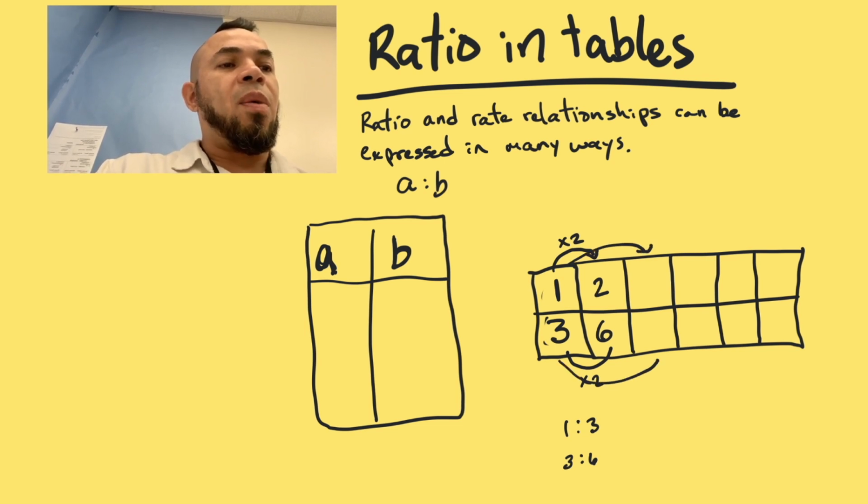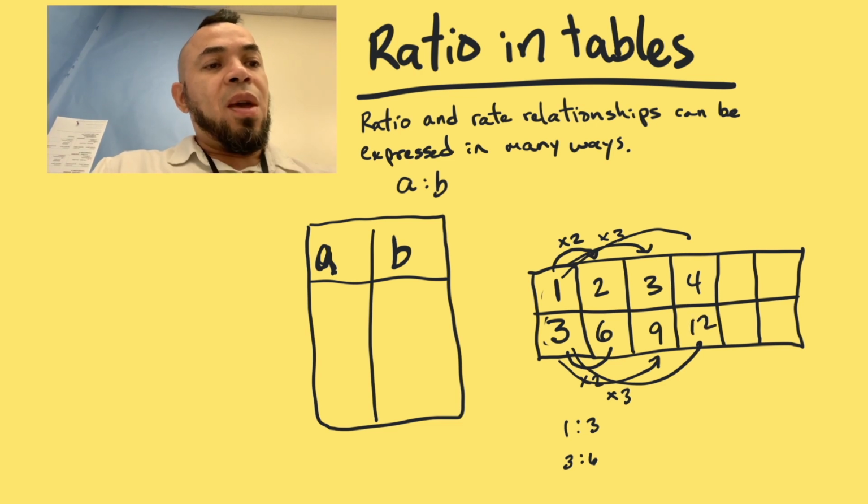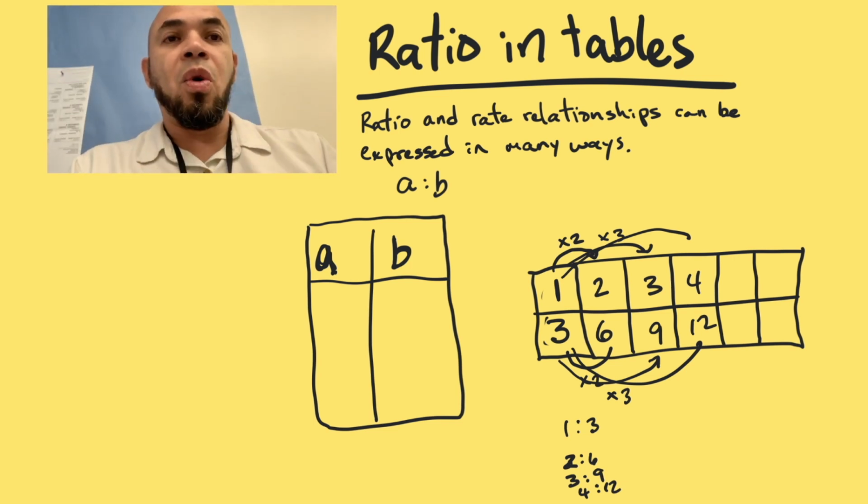You can keep going that way, and now times 3. Now I'm going to do both sides times 3. So 1 times 3 is 3, and 3 times 3 is 9. And so we keep filling it out that way. So we can go 1 times 4 and 3 times 4. 1 times 4 is 4, and 3 times 4 is 12. So far we have 1 to 3, 2 to 6, 3 to 9, 4 to 12. Those are all equivalent. So you can keep going that way and making more equivalent fractions.